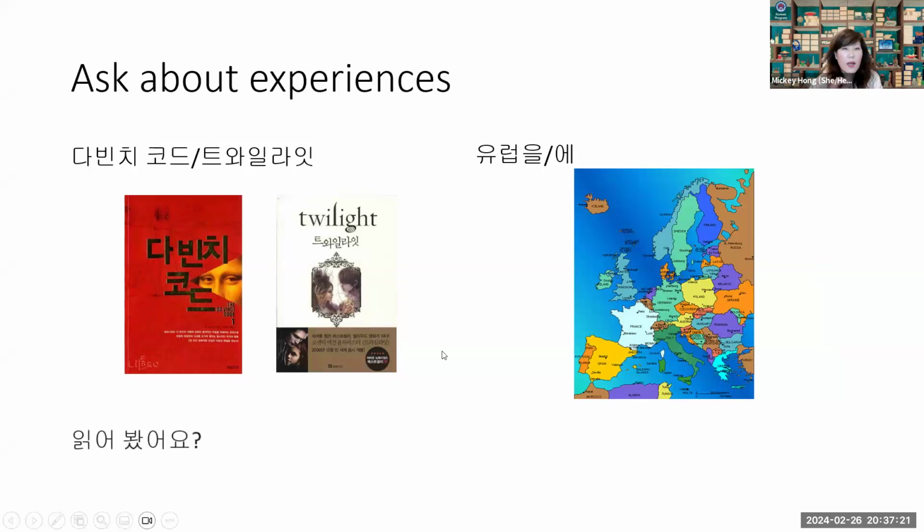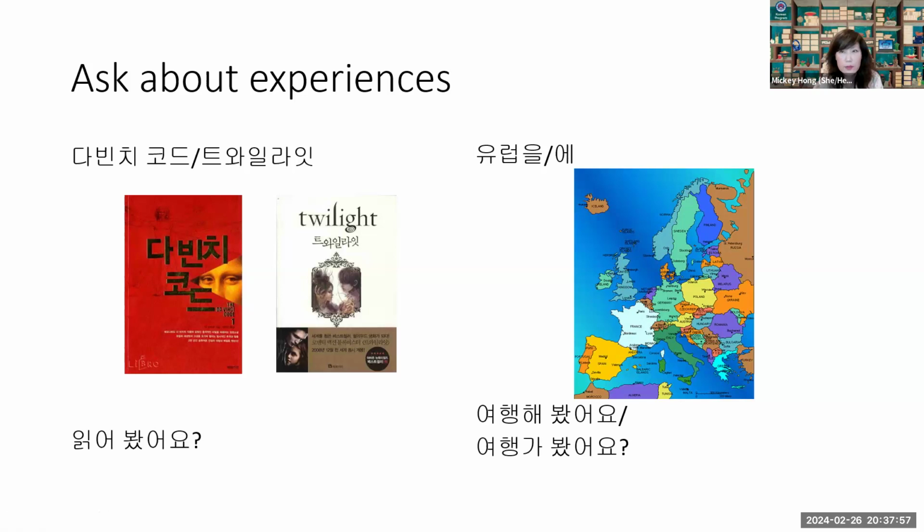Popular books, you can ask 다빈치 코드를 읽어봤어요, 트와일라이트 읽어봤어요. I know these are already out of date. 해리 포터를 읽어봤어요. 유럽을 or 유럽에 여행해 봤어요? 여행 가 봤어요? So when you say 유럽을 여행하다, that means you tour Europe. You do the tour of Europe. 유럽에 여행 가다 means you have gone there. You have gone on a tour, traveling to Europe.